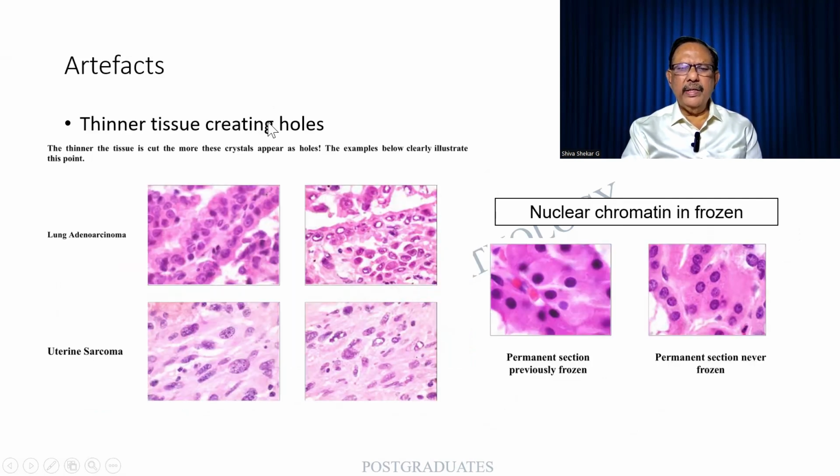The thinner the section, the greater the holes or artifacts. Sometimes we think only the thin sections are needed. Here you find that there are too many holes which are not found in the normal one. Similarly, in a connective tissue also, there are too many holes in the nuclei which can be artifacts. Look at the nuclear chromatin in the frozen one. So this is a permanent section in which there is a vesicular nucleus, whereas here it becomes artifactually hyperchromatic.